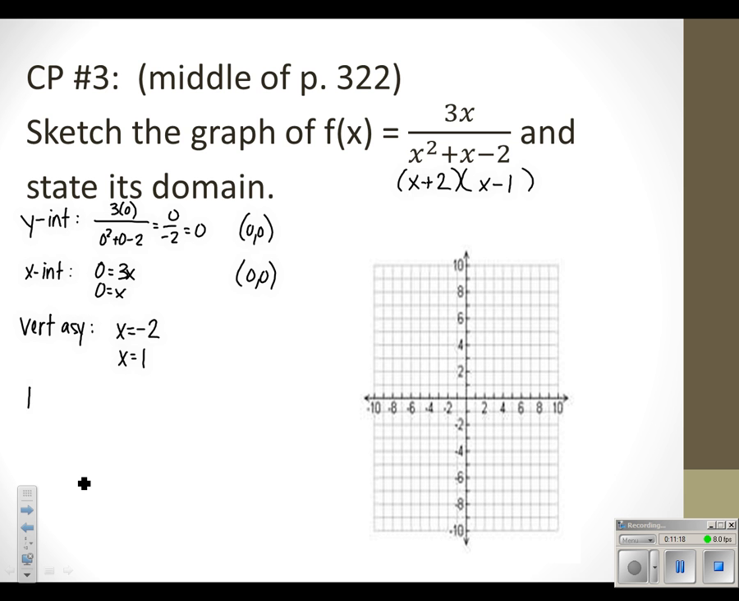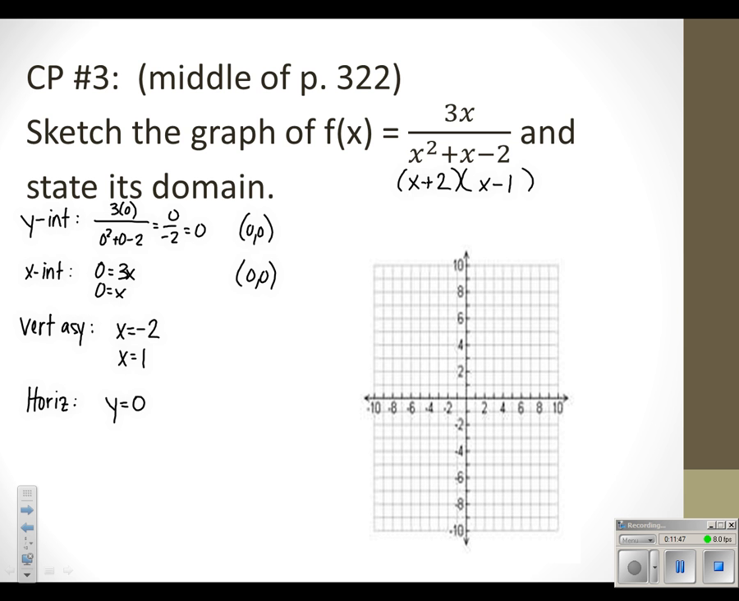Horizontal asymptote, the degrees of this one. With this one, the top function has a degree of 1. The denominator function has a degree of 2. When the top has a lower degree than the bottom, we end up with y equals 0 as our asymptote. Again, that's back on page 314 if you need to look back.